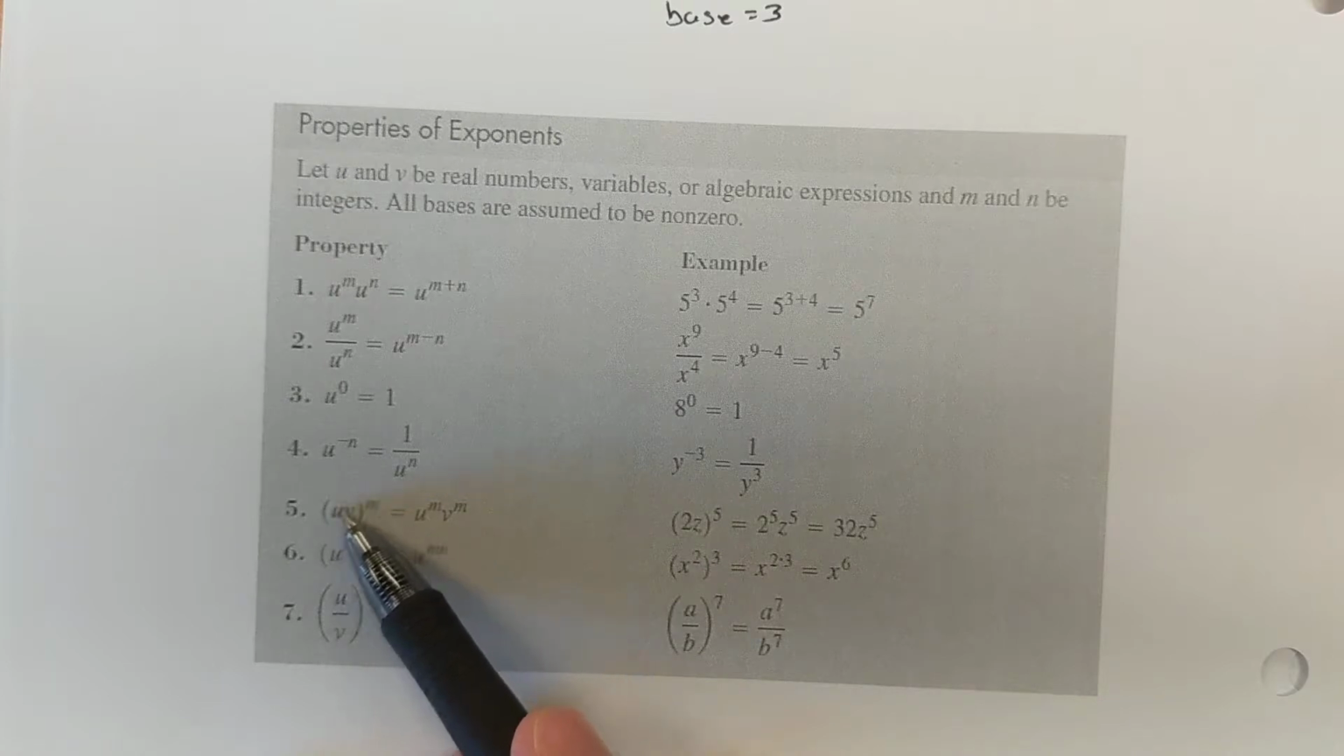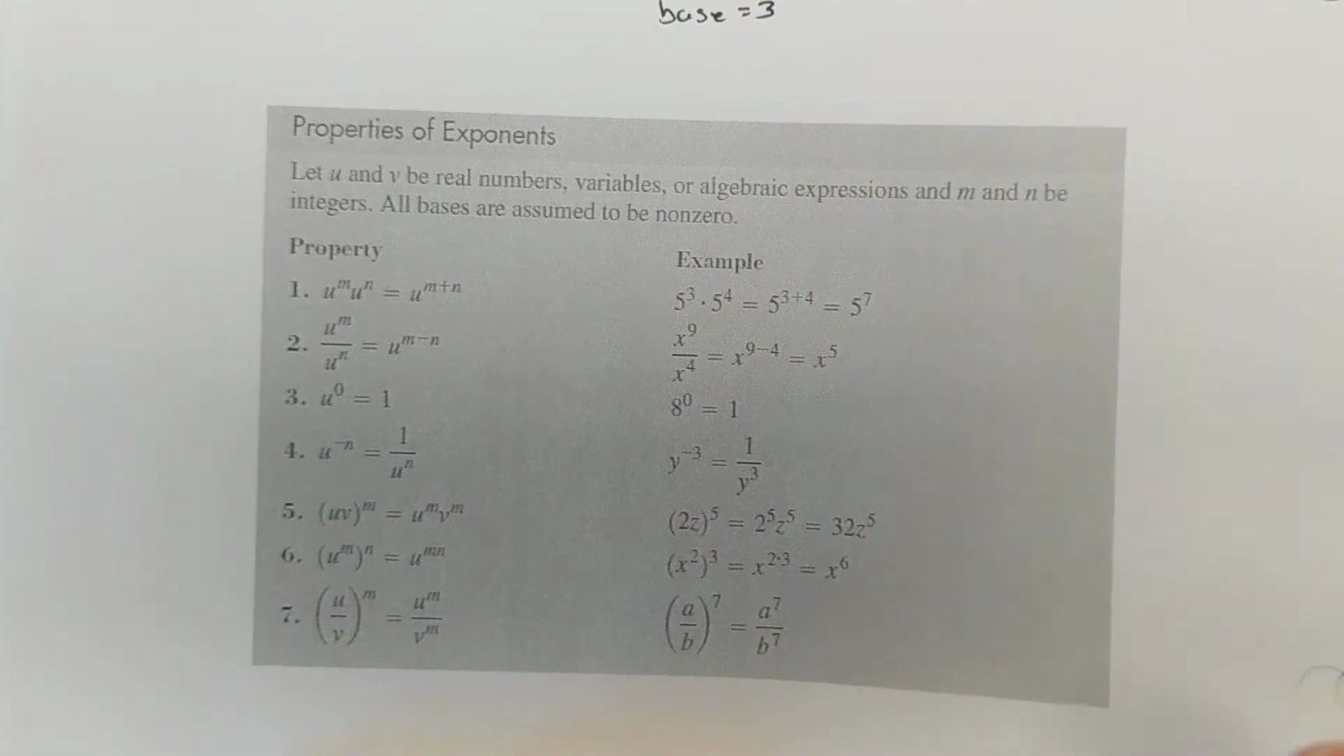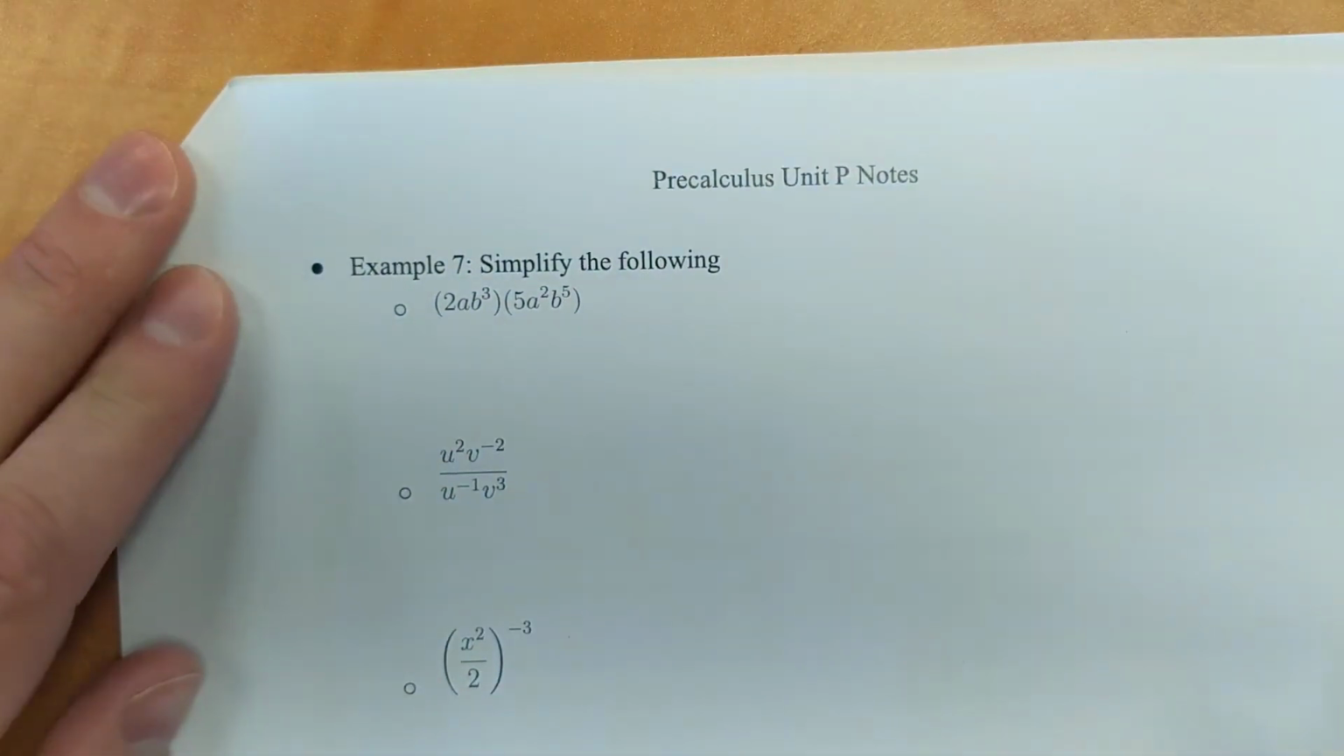This is the power rule. Powers can distribute. That's a power of a power. You multiply the exponents, and the same thing here as number 5, where you can distribute the exponent to a fraction. Now, the one time you cannot distribute an exponent is if you see an addition or subtraction sign in between your parentheses, or in between your values inside parentheses. In that case, it does not distribute.